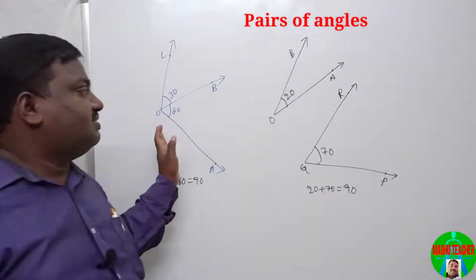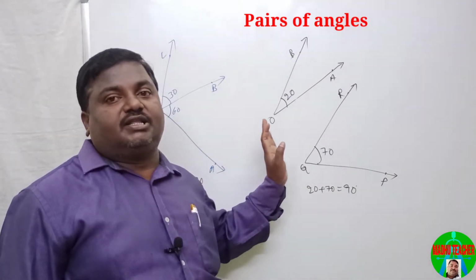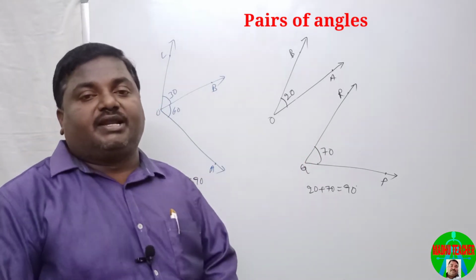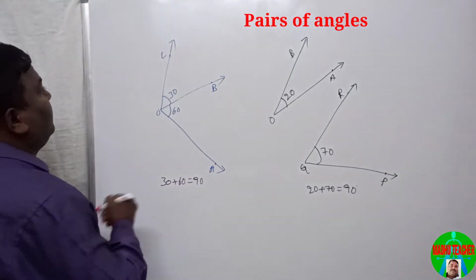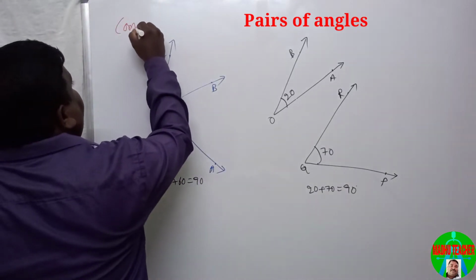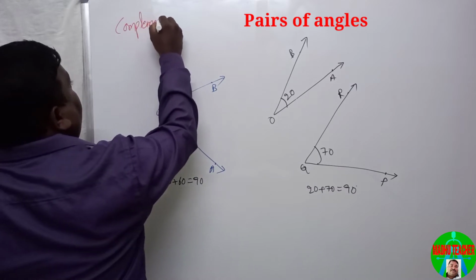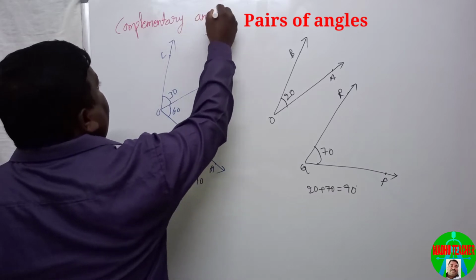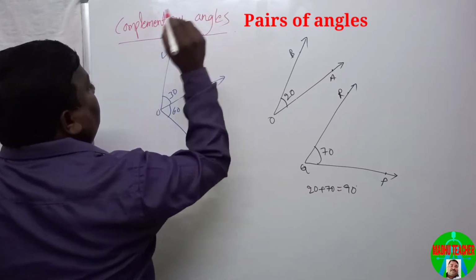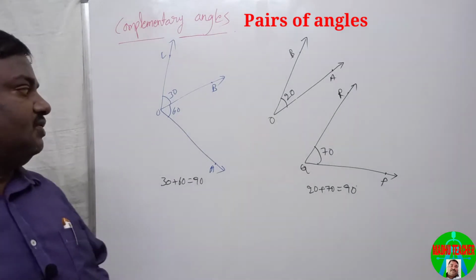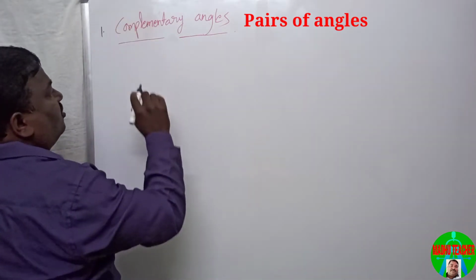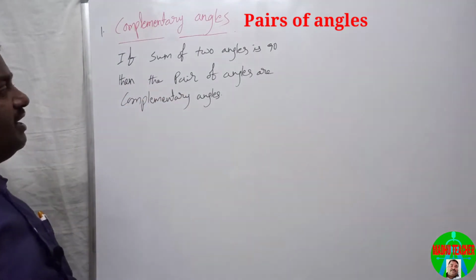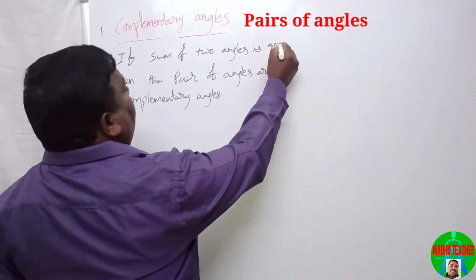called complementary angles. If the sum of two angles is 90 degrees, then the pair of angles are called complementary angles. What are those? Complementary angles. Okay, these are complementary angles. Next, what are the complementary angles? If the sum of two angles is 90 degrees, then the pair of angles are called complementary angles.